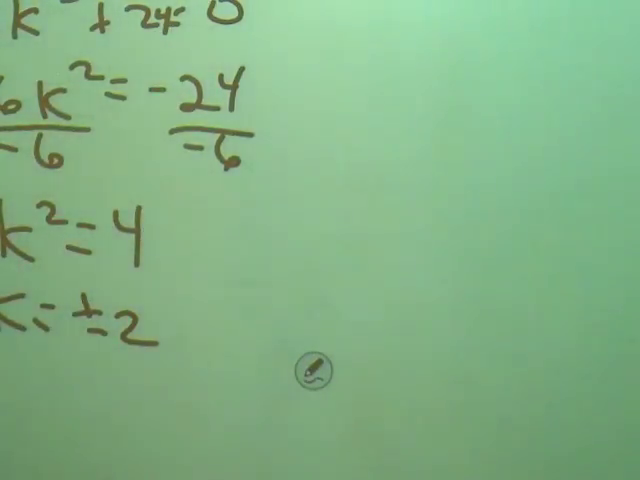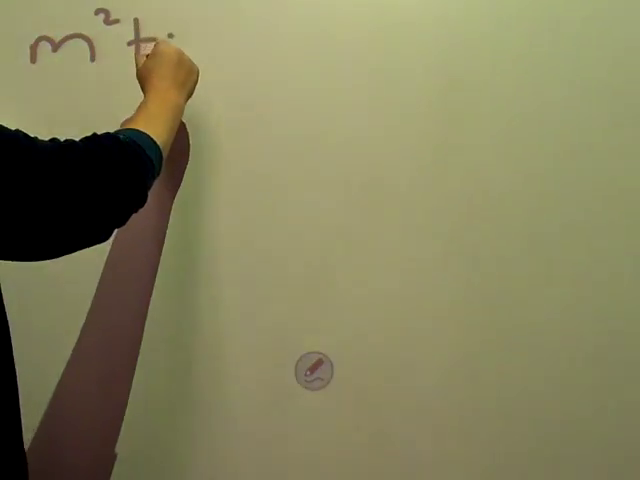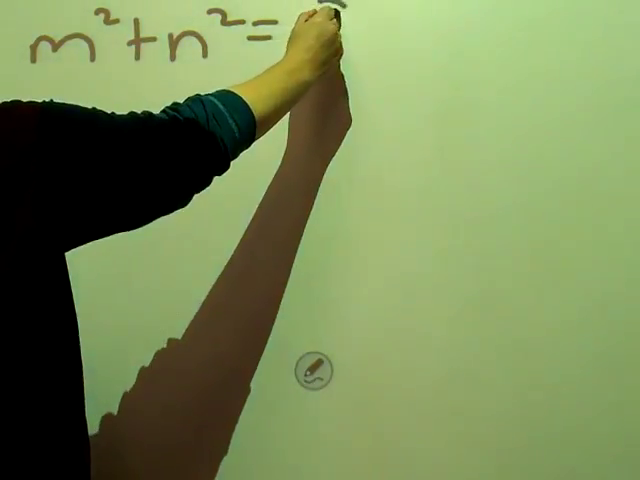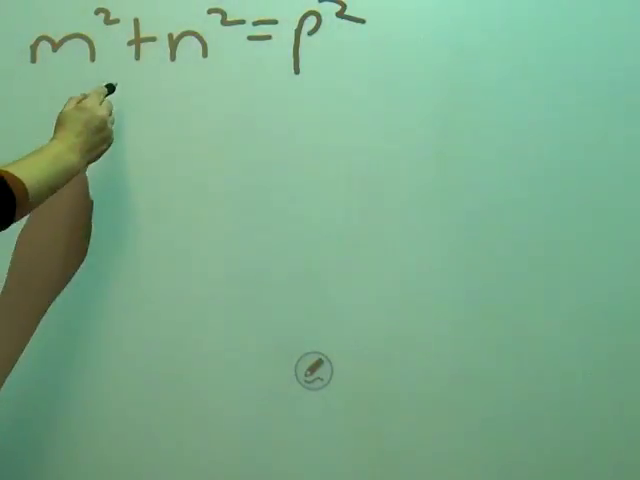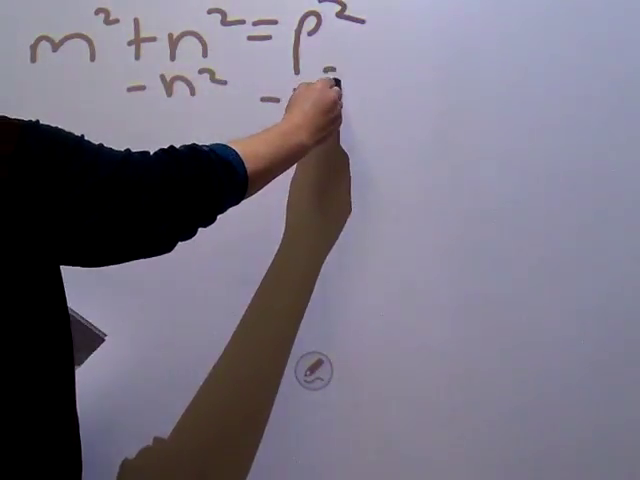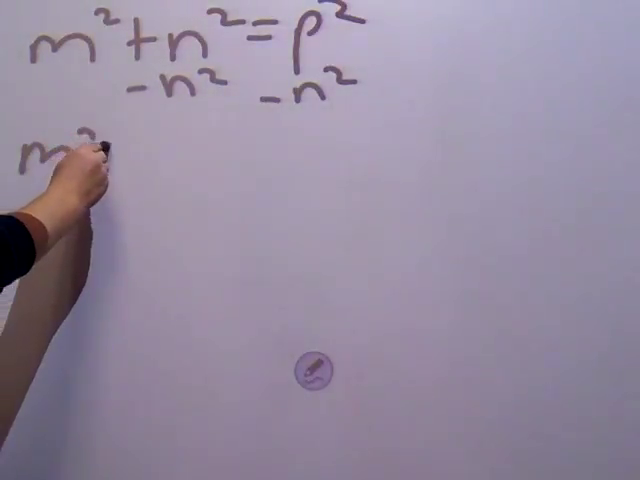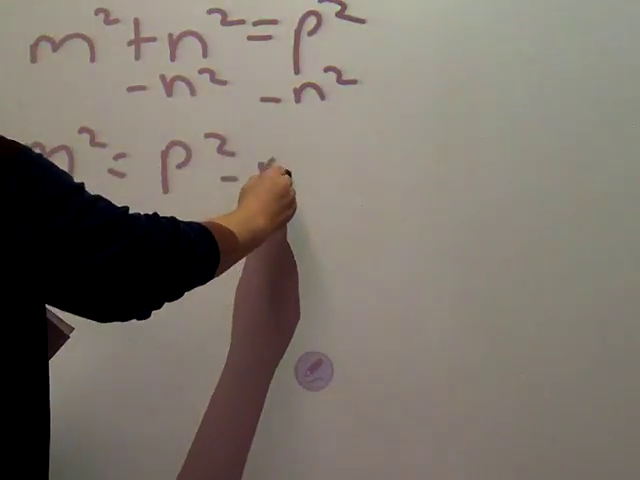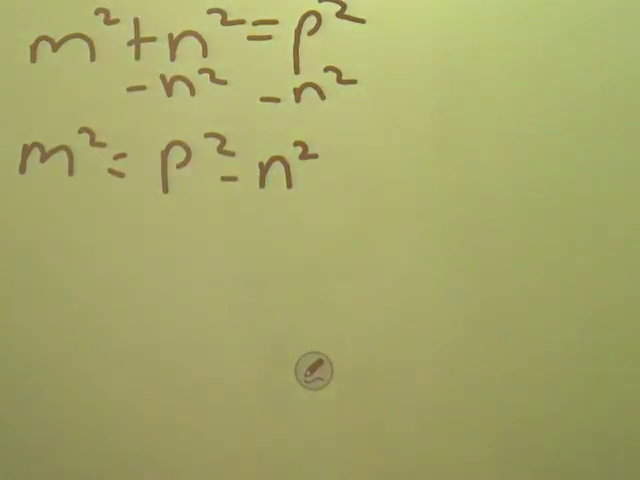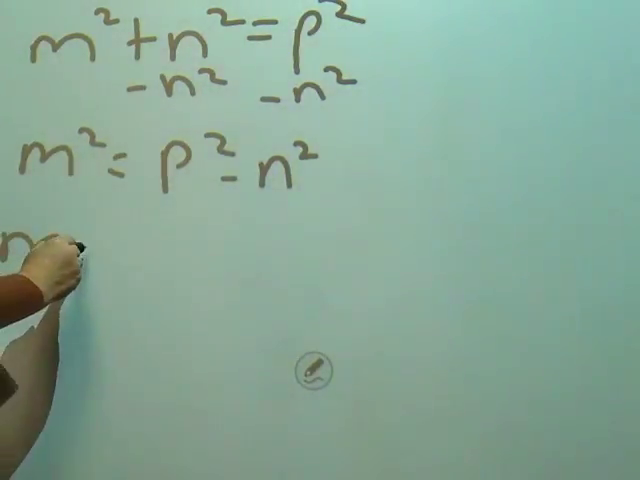Ready? We got solve for m. Okay, it's Pythagorean Theorem there. You'd have m squared plus n squared equals p squared. So if I'm trying to solve for m, first thing I'd do would be to subtract n squared. M squared equals p squared minus n squared. Now you just need to undo the squared, which means you need to square root everything.